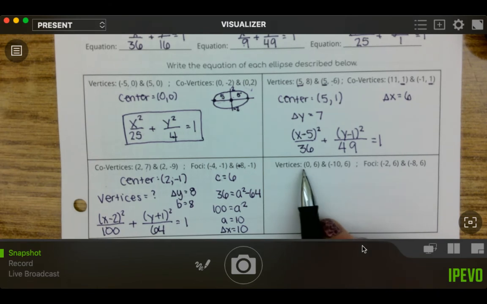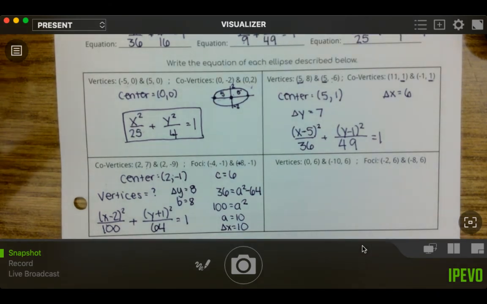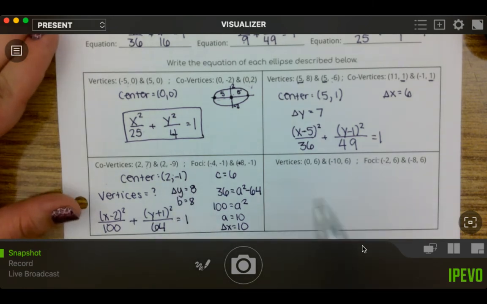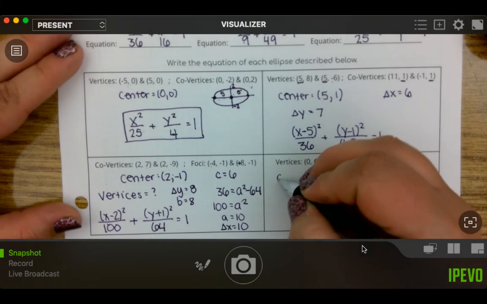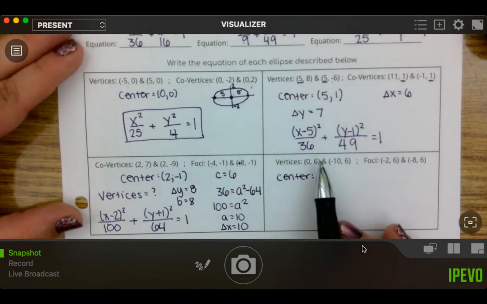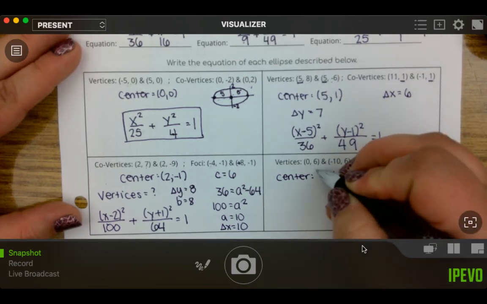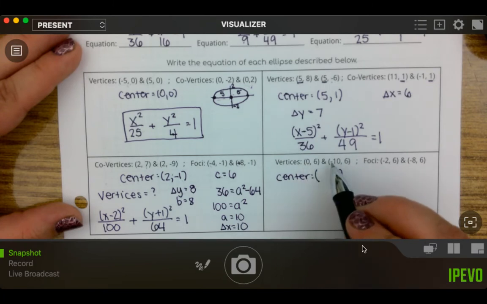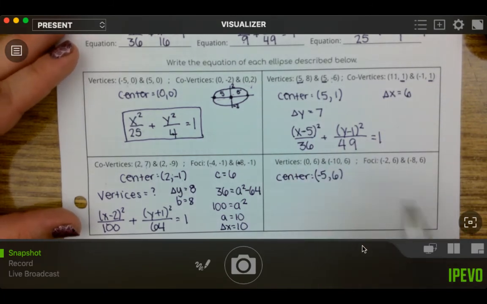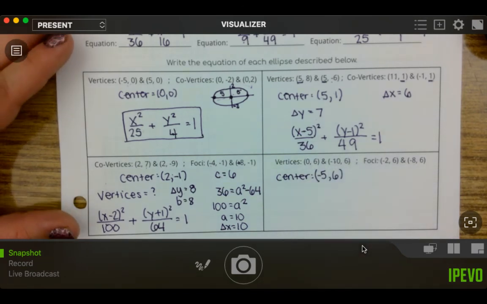Now let's talk about vertices and foci. It's going to be the same thing, except instead of knowing B, we're going to know A. So let's talk center. The 6's are the same, so we know that our center is going to end in a 6. And halfway between 0 and -10 is -5. 0 plus -10 is -10, divided by 2 is -5.